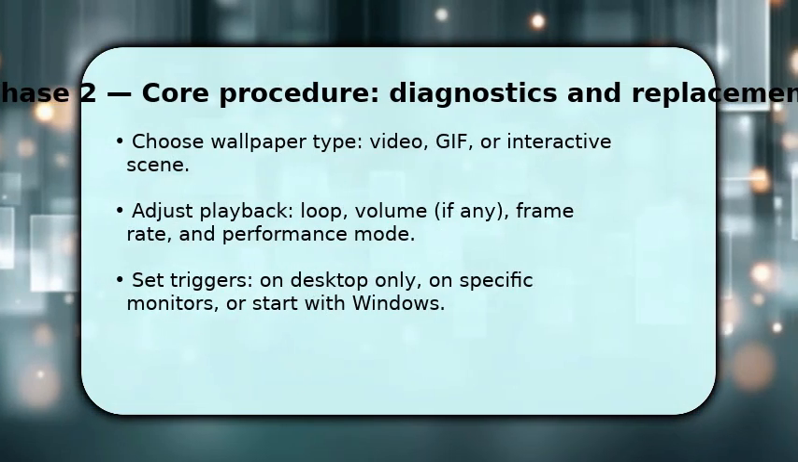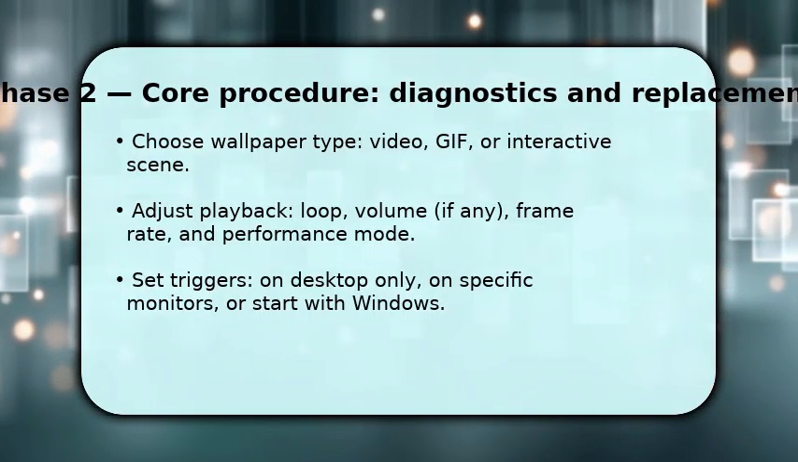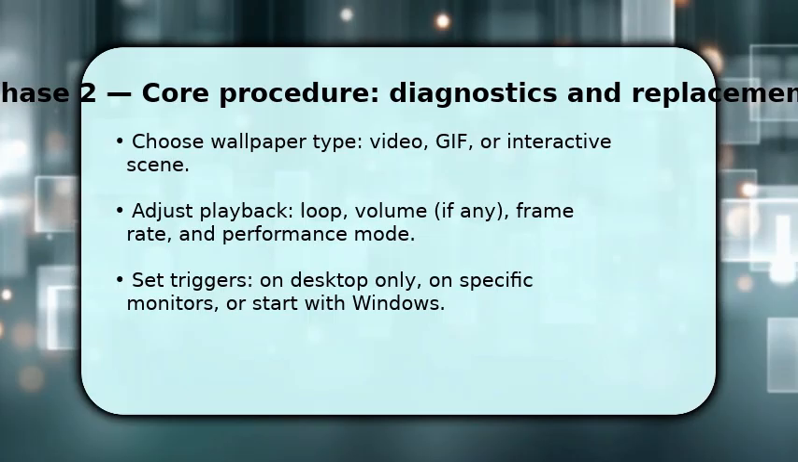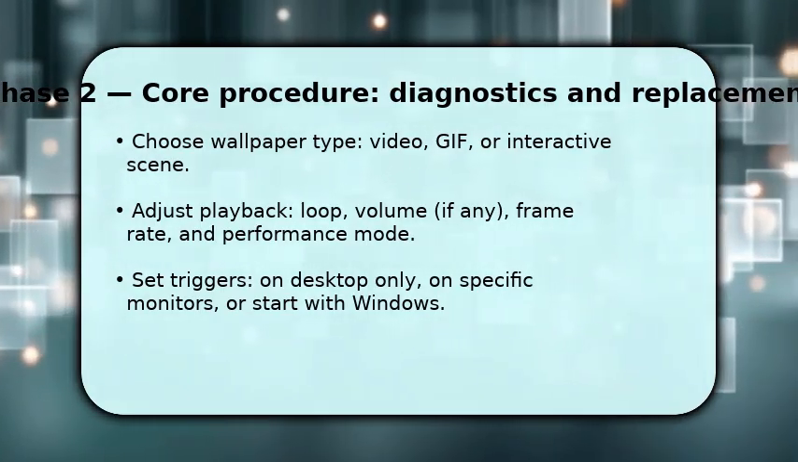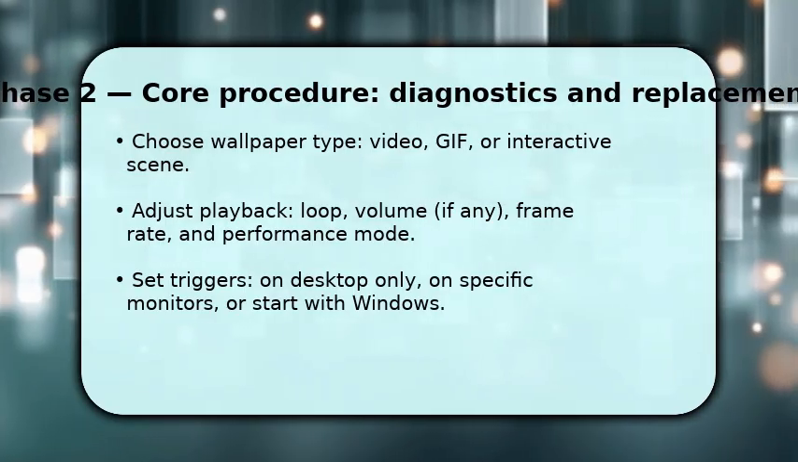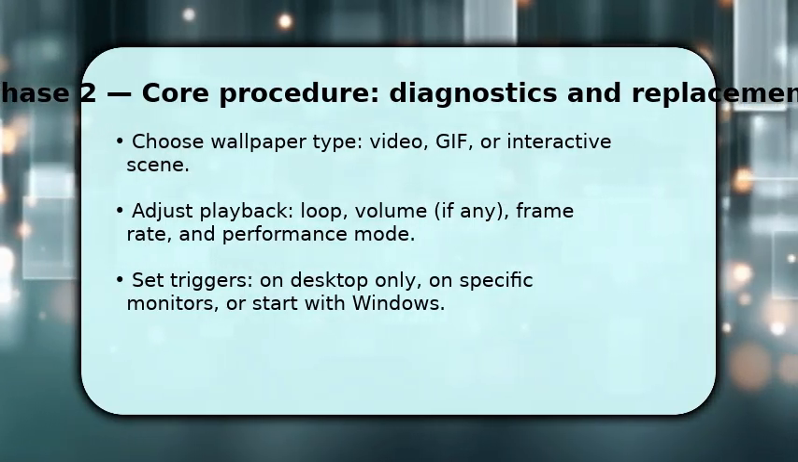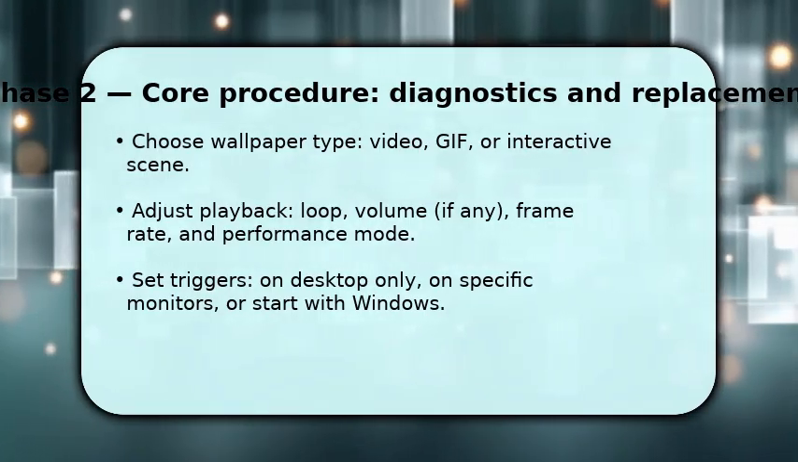Now you configure the wallpaper itself. Select a video, GIF, or interactive scene and preview it on one monitor. Once selected, adjust playback options, looping, mute or enable sound, frame rate, and a power-saving performance mode to limit CPU/GPU use. Make sure to assign which display gets the live wallpaper when you have multiple monitors.